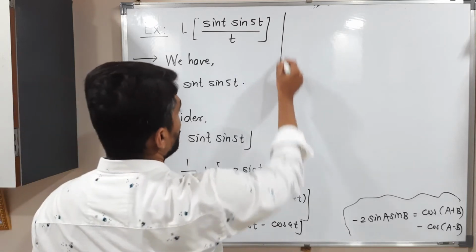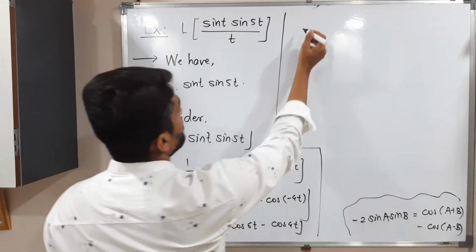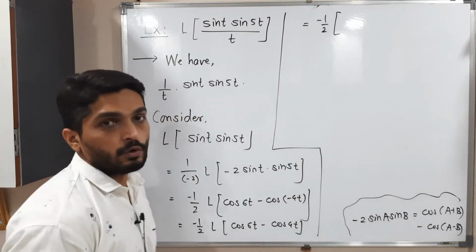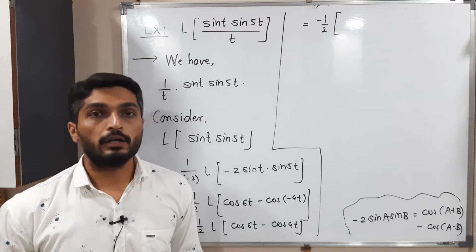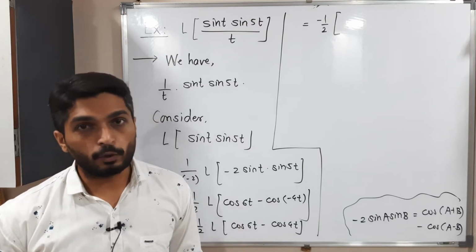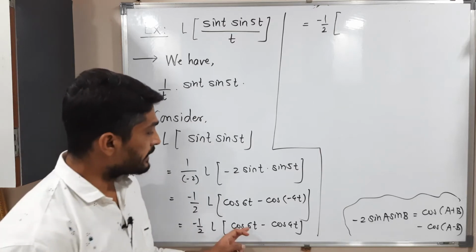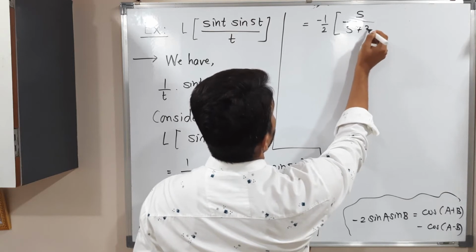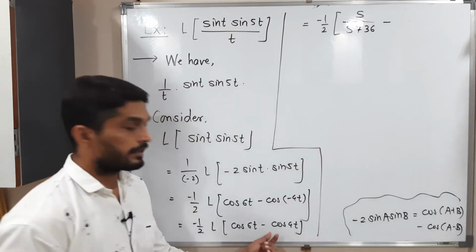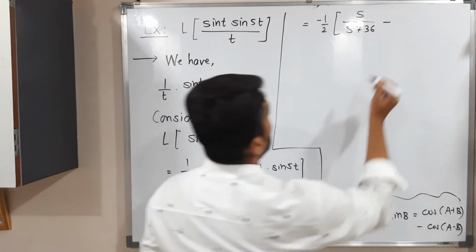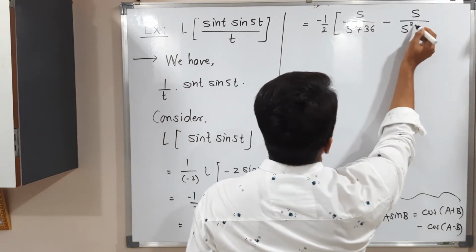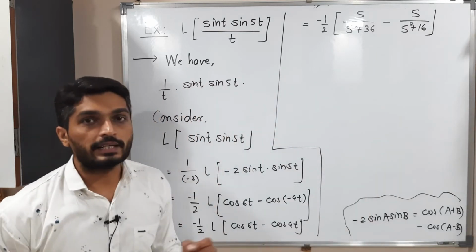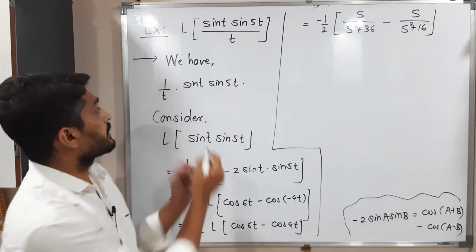Let us see what will happen if you take separate Laplace transform. This is equal to minus 1 by 2 times Laplace of cos 6t. You know the formula: Laplace of cos at is s upon s square plus a square. So a is equal to 6, so this is s upon s square plus 6 square, which is 36, minus Laplace of cos 4t, which will be s upon s square plus 4 square, which is 16. So in this way we found out the Laplace of sin t into sin φt. So this task is done.